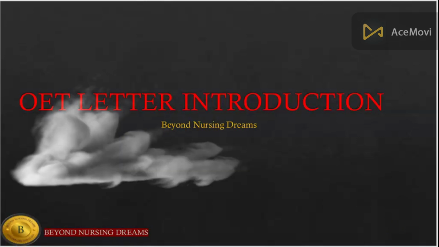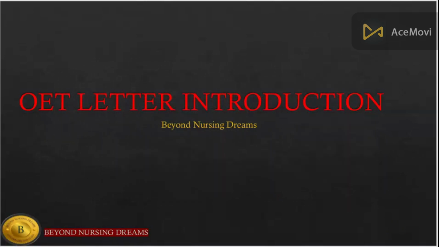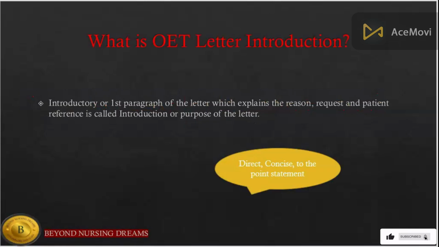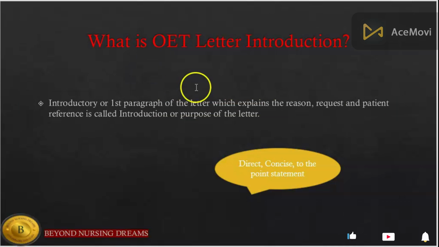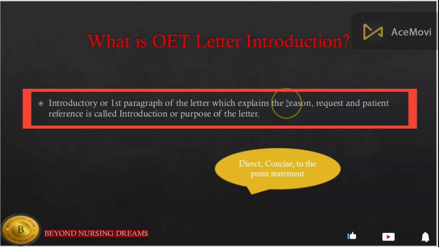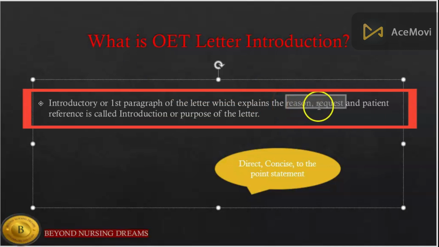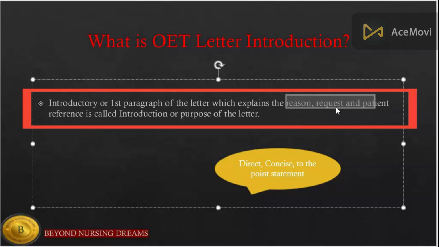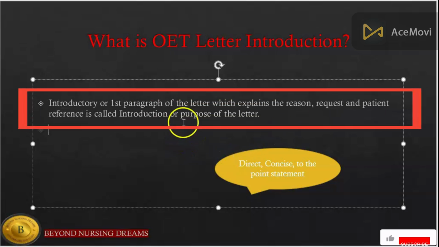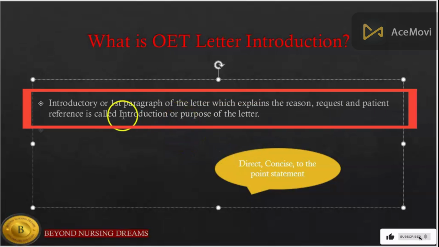In this video, we will talk about the easiest and simplest way to write the OET letter introduction. The first paragraph of the OET letter is called the introduction, and it should include the reason or the request why you are writing this letter, the patient reference, as well as the purpose of the letter, what you want the receiver to do for your patient. To get the maximum marks, it should be very direct, to the point and concise.